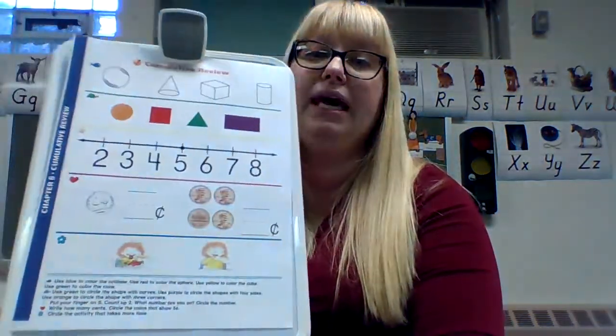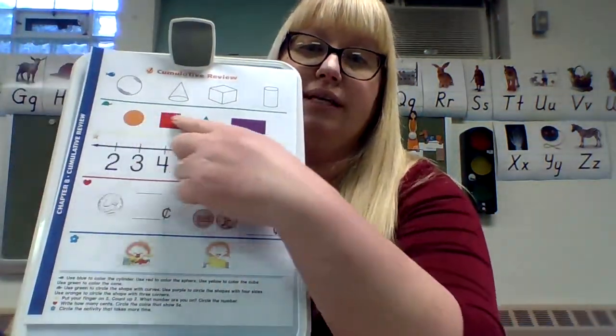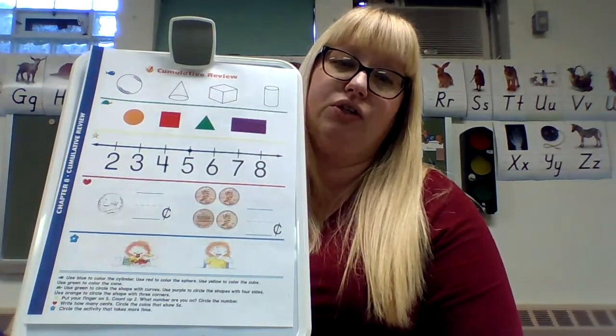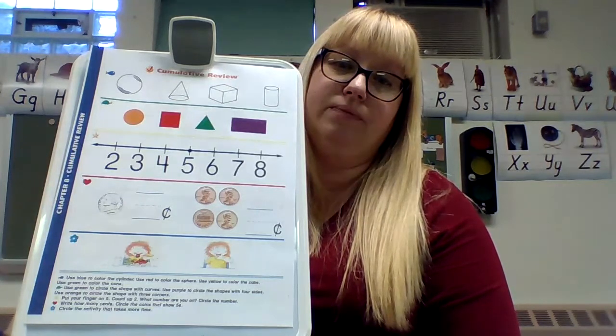And the last part with your orange crayon says, use orange to circle the shape with 3 corners. Which one of these shapes has 3 corners? Circle that shape with orange. Okay.